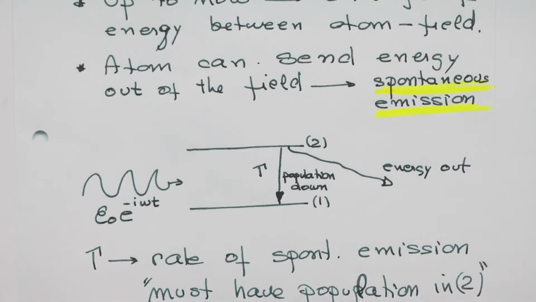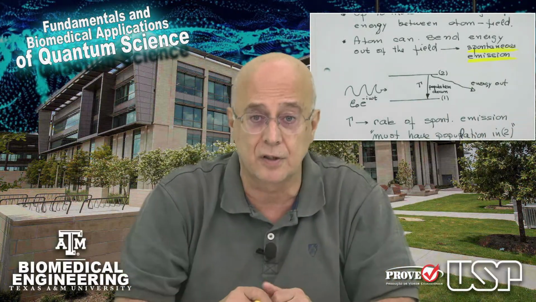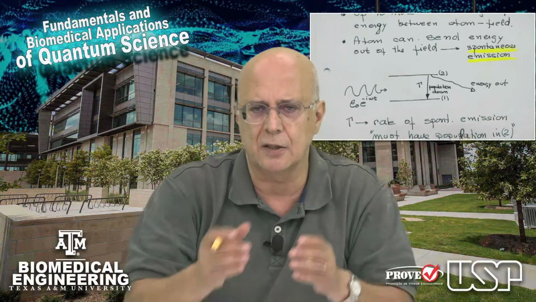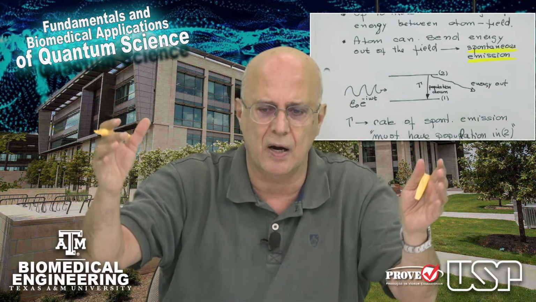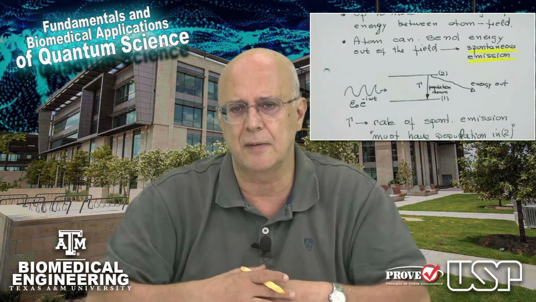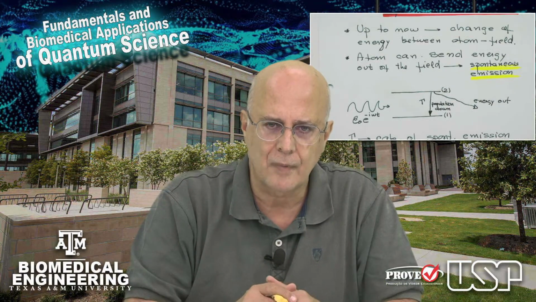And the photon can go everywhere, not exactly adding energy to the field, but putting energy into the universe, to the vacuum. It's not putting energy back to the field, the original field. It's putting energy everywhere. That's why spontaneous emission puts light everywhere. Right?